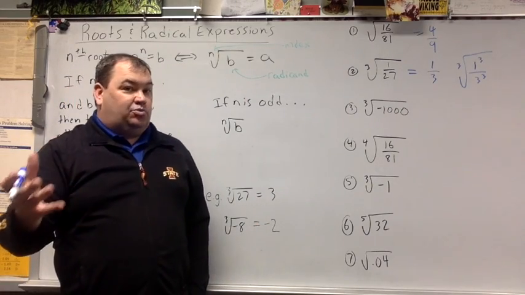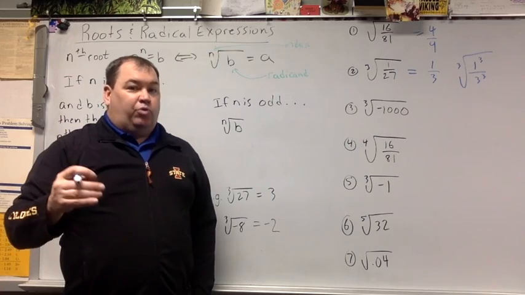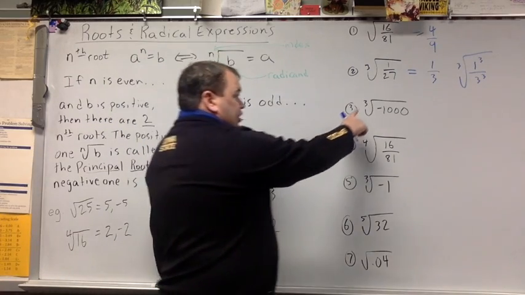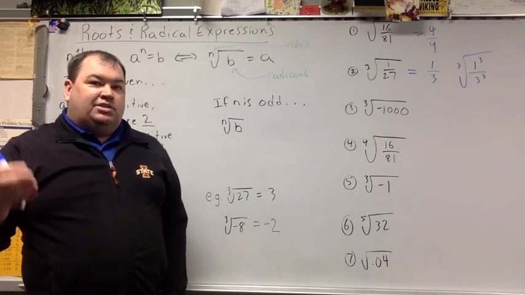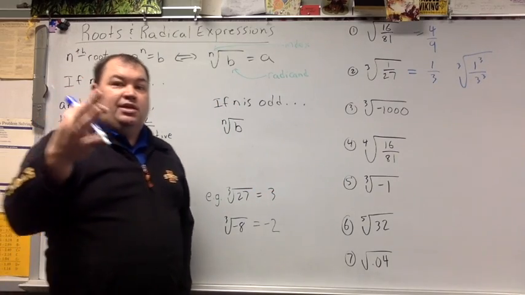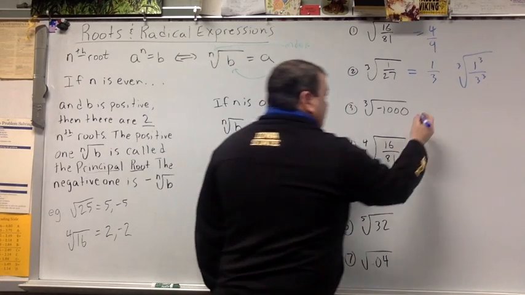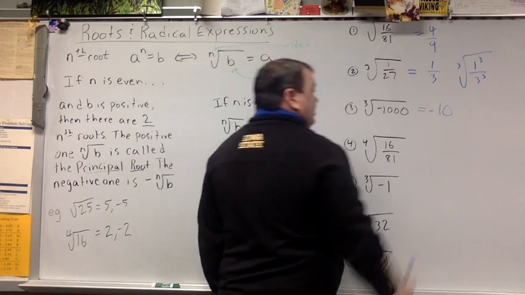We can't take a square root of a negative number, but we can do odd roots. So the cube root of negative 1,000, I'm trying to find something times itself 3 times that gives me that negative 1,000. Turns out that's negative 10.